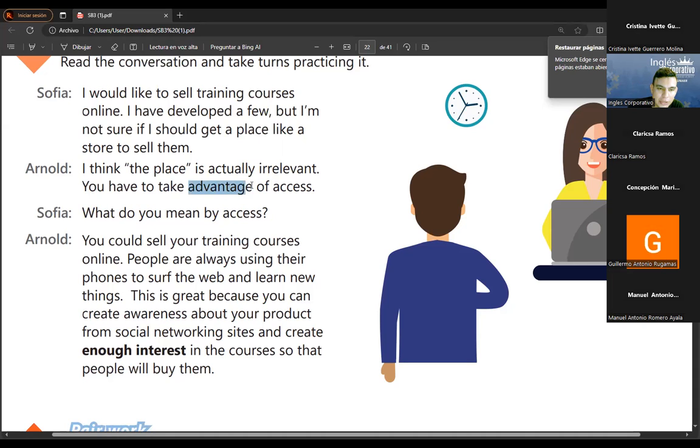Okay, advantage. This word can be pronounced either advantage or advantage. Advantage too. But I prefer to say advantage. Okay, what do you mean? What do you mean? ¿Qué quiere decir? ¿O cuál es el significado? What do you mean by that? ¿Qué significa? ¿O qué quiere decir con eso? What do you mean by access? ¿Qué quiere decir o qué significa el acceso?